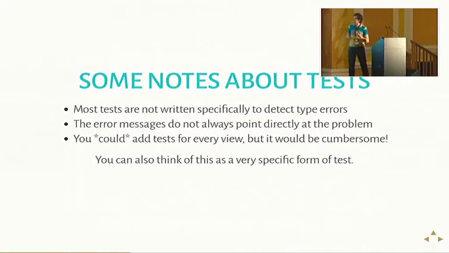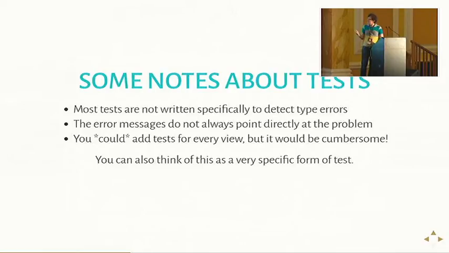But in any case, given that we're talking about tests, most tests that one writes are not written specifically to detect this kind of type errors. So you might get, when running your test suite, error messages that are not directly relevant to the problem that you actually detected. You're trying to focus on more functional style things in your tests. You could add tests for every function, but it would be quite cumbersome. So you can think of these kinds of annotations as a very small, practical and simple way to write domain-specific tests.